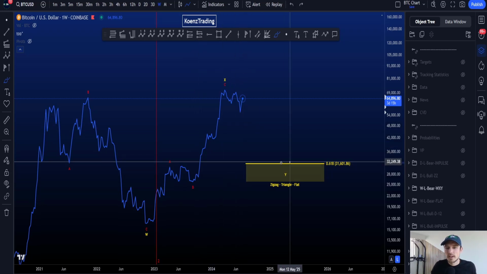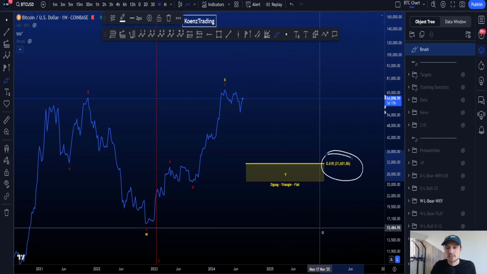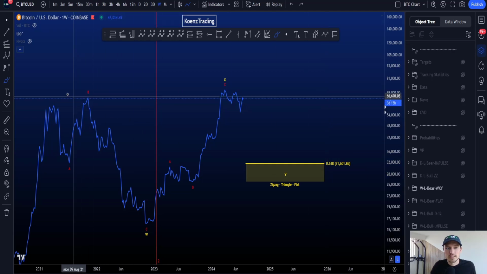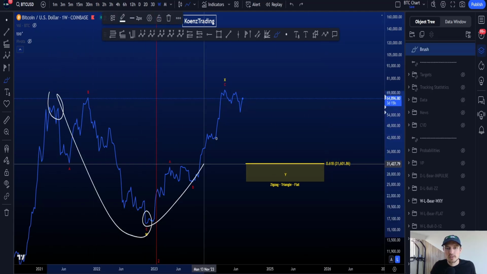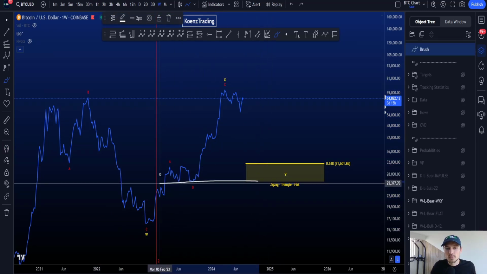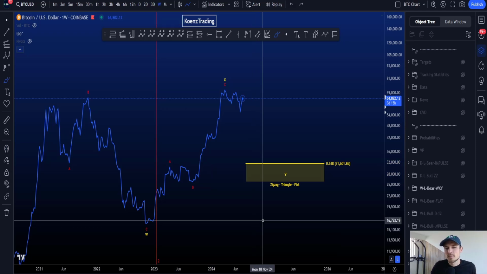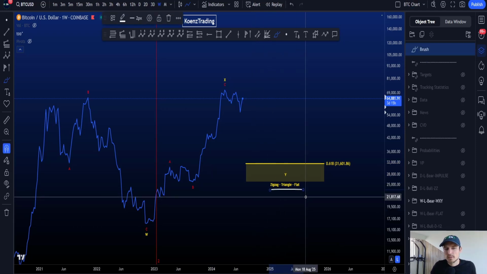And then we have a wave Y. The minimum target for a wave Y is the 0.618 at 31.6k, taken from the start to the end of W to the high of your wave X. It has some nice confluence with the AB range over here, as you can see. And for a wave Y, we can have a zigzag, triangle, or a flat.